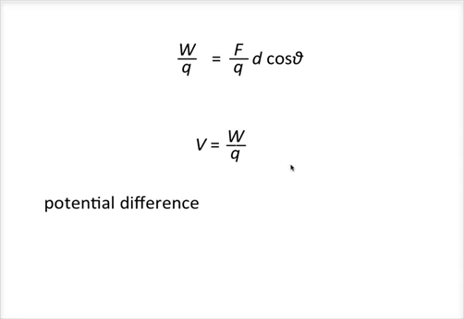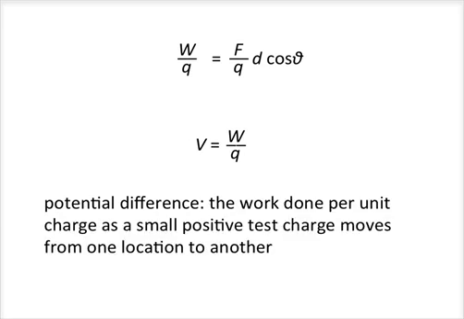Potential difference is the work divided by the amount of charge as the charge moves from one point to the next. More formally, it's the work done per unit charge as a small positive test charge moves from one location to another. The unit for potential difference is simply the unit of work, which is the joule, divided by the unit of charge, the coulomb. And we define a joule per coulomb to be a volt. So this is an easy one to remember because potential difference is represented with a V and its unit is also a V.